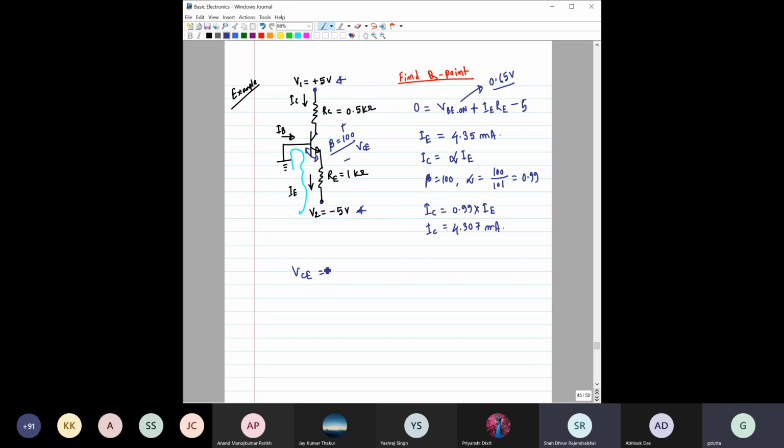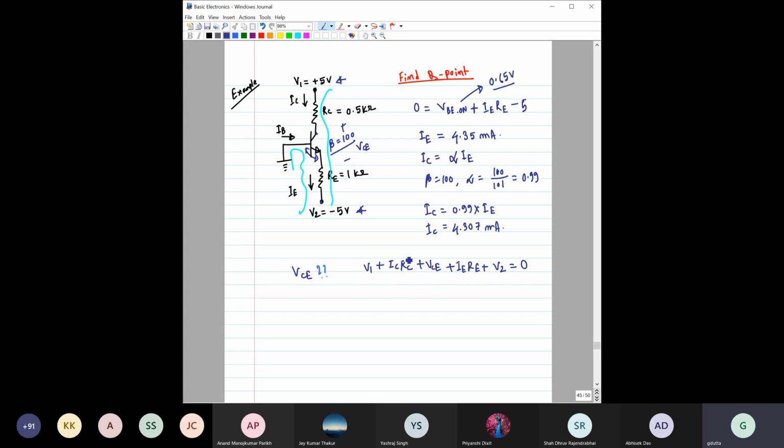So we have to write KCL or KVL? KVL. KVL along this loop, right? Yes. Okay. So you have to find this one, right? So let me write this KVL as well here. So what will be the KVL? Let us start with this V1 plus IC RC plus V of CE plus IE RE plus this V2, right? That would make this thing equal to 0, right?